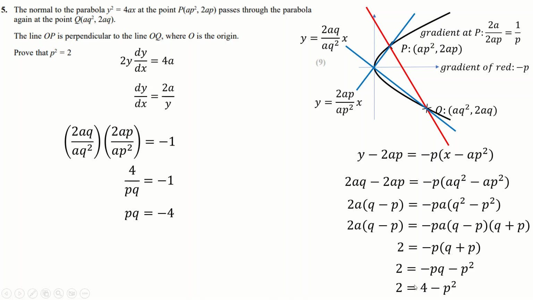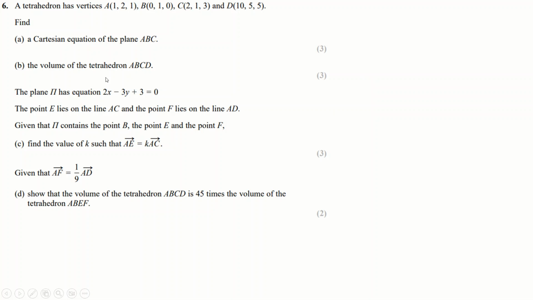4 minus 2 is 2, so P squared must be 2 based on this. And I think that's good to go. That was quite a nice question. Question number 6 is a vectors question.